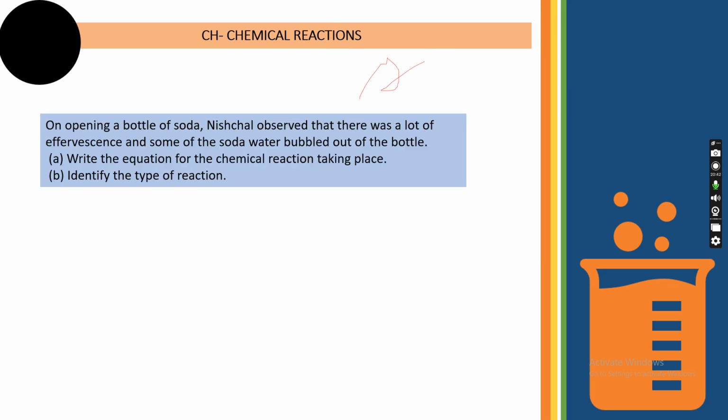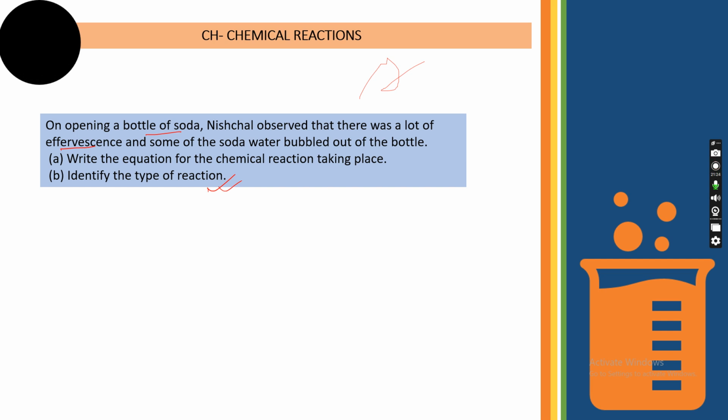Next one: on opening a bottle of soda, Nishal observed that there was a lot of effervescence, and some of the soda water bubbled out of the bottle. I believe you know what a soda bottle is, like cold drinks. When you open it, you have a lot of bubbles coming out, right? So they have asked, write the equation for the chemical reaction taking place and identify the type of reaction. As soon as you open the soda bottle you have brisk effervescence, and the question is based on that.